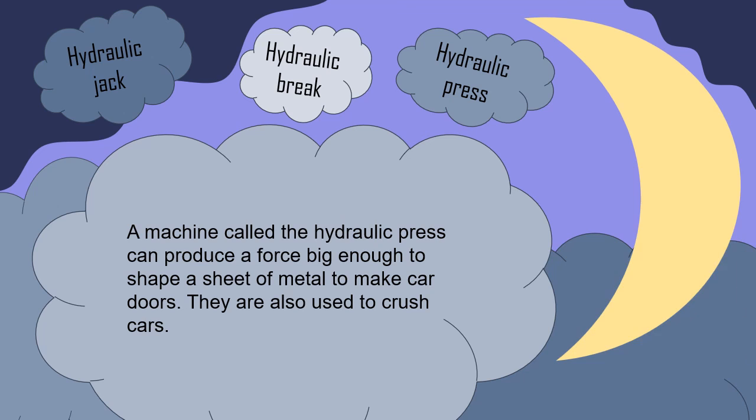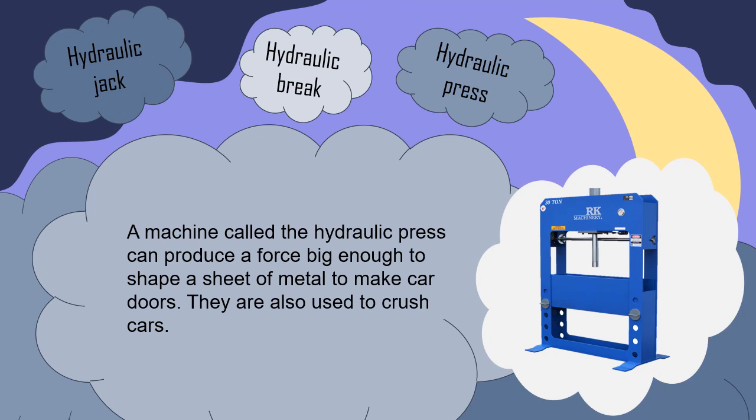A machine called the hydraulic press can produce a force big enough to shape a sheet of metal to make car doors. They are also used to crush cars.